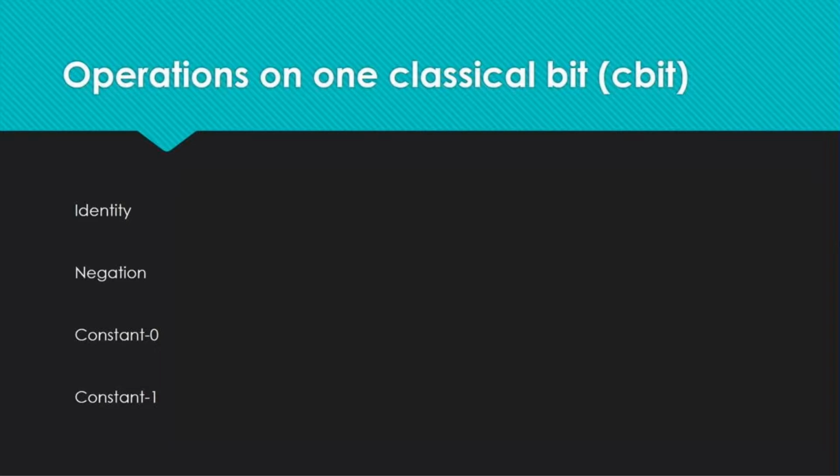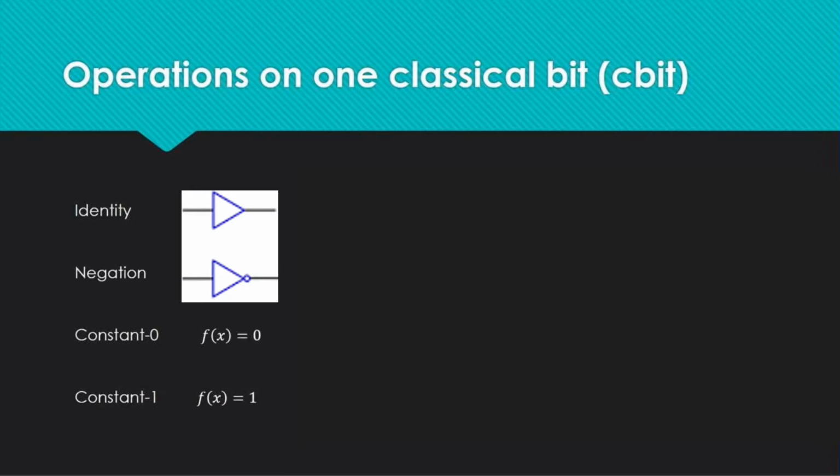Identity, which leaves it the same, negation, which flips it, constant 0 sets it to 0, constant 1 sets it to 1. And there are lots of different ways to represent a function. We can think of them as gates on a circuit board, and you see here, gates for identity and negation, or we could think of them as mathematical functions that take an input like x and return a value. In the case here, constant 0 returns it to 0, constant 1 makes it a 1.